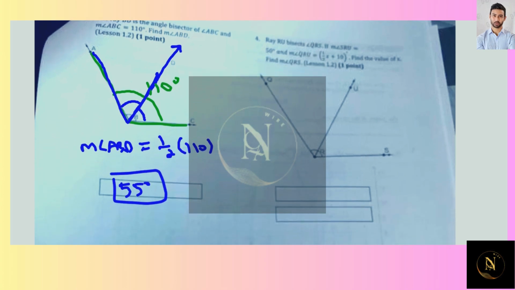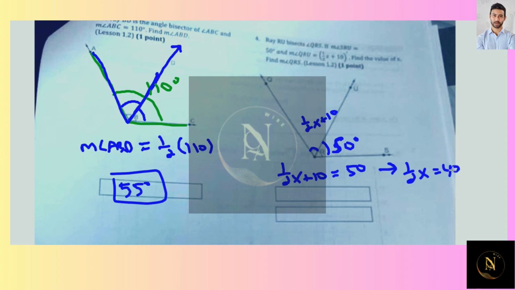If ray RU bisects angle QRS, we have two congruent angles. If the measure of angle SRU is 50 degrees and the measure of QRU is 1/2 x plus 10, find x. Well, those two angles need to be equal to each other. Again, this is 50. So 1/2 x plus 10 equals 50. Subtract 10 from both sides and 1/2 x equals 40. Multiply both sides by 2 and x equals 80.